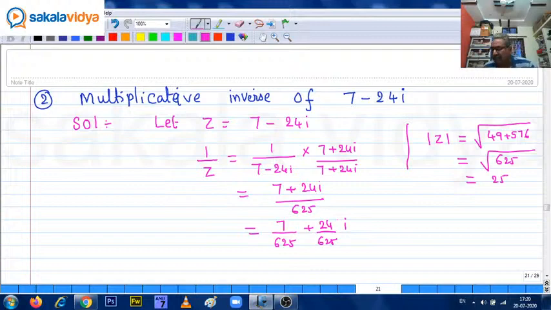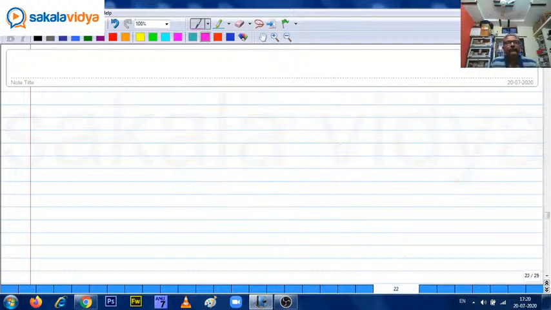Okay, now you are able to find out this multiplicative inverse, additive inverse. Already we have discussed so many concepts. Okay, I ask you one question here now. What is 1 plus I whole square? What is the value of 1 plus I whole square?